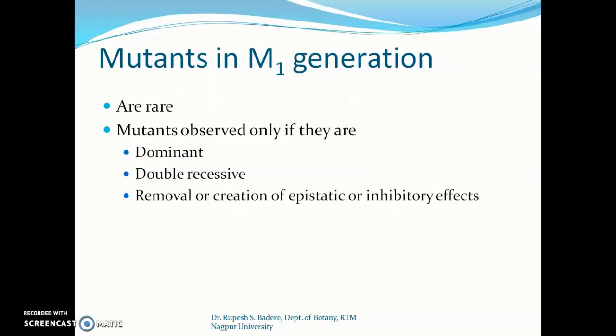A mutation is a double recessive. Both the alleles of the plant are mutated at the same time and they have become recessive, and that's why they are double recessive. Or if whatever mutation has been induced, it has created the epistatic or the inhibitory effect. Then only you can observe mutants in the M1 generation.